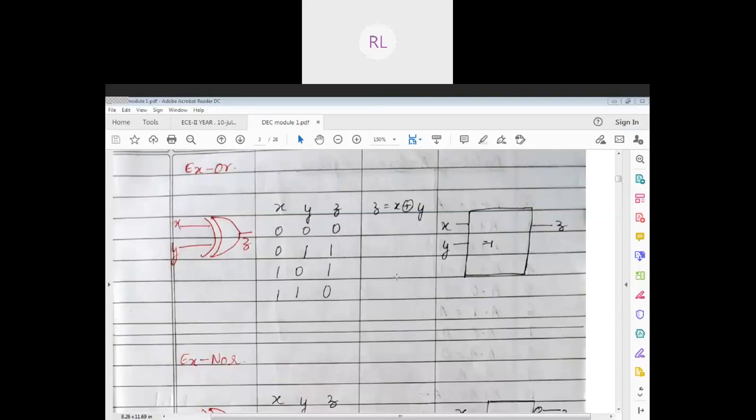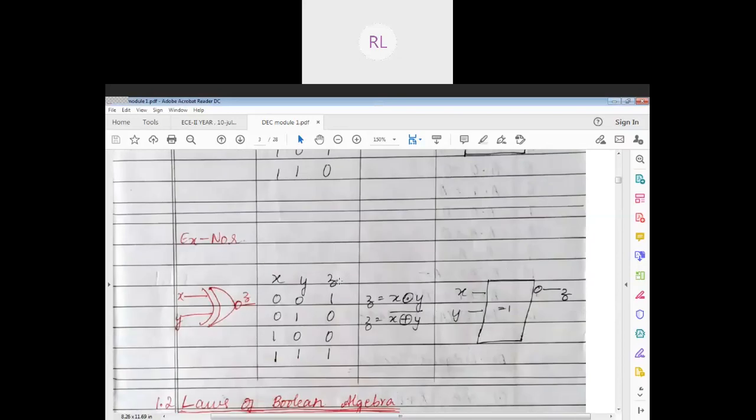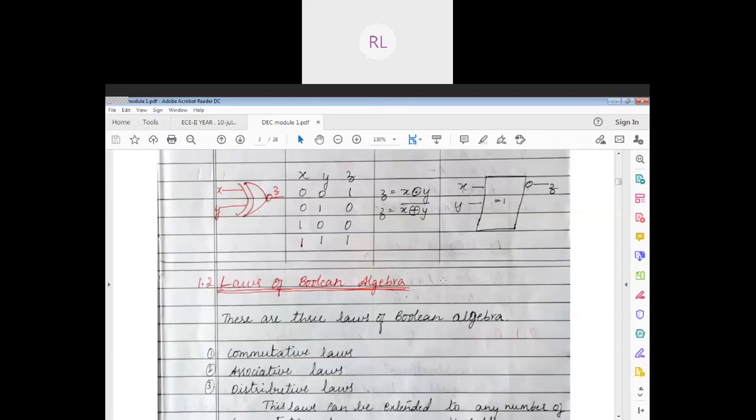The equation is going to be x plus, where the plus is circled. Similarly, XNOR: XOR with a bubble becomes XNOR. Here, if the inputs are the same, the output is high; if different, 0. Just the opposite of XOR. There you have 0, 1, 1, 0; here you have 1, 0, 0, 1. Compare both of these values and you'll find that they are the reverse of each other. So there are two ways to represent this. Either you can represent it with x, a dot, the circle, or you can just complement the XOR of x and y using the bar.